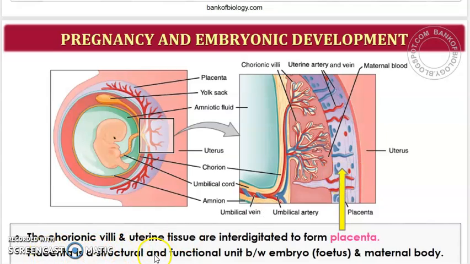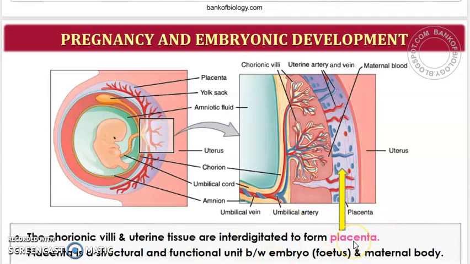Placenta is a structural and functional unit between embryo, which is the fetus, and the maternal body. Okay, so it acts as a structural and functional unit. It means that it acts as a unit which helps in the transfer of substances from the maternal body to the fetus. It is because it is through the mother's body all the necessary nutrients and all these things will reach the fetus. So when a woman is pregnant, she has to take food which is required for the fetus and also for her own body. So this is what happens in the formation of placenta.